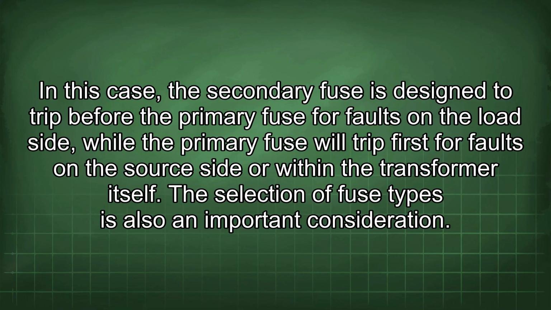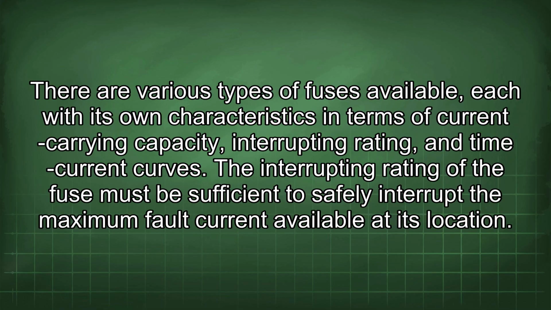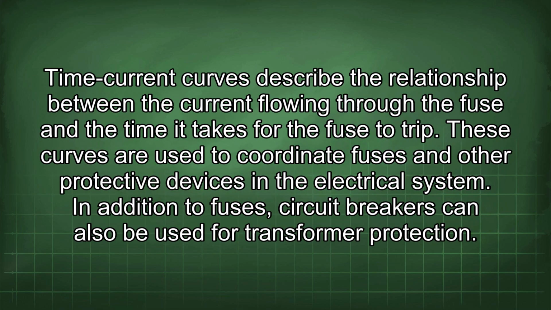The selection of fuse types is also an important consideration. There are various types of fuses available, each with its own characteristics in terms of current carrying capacity, interrupting rating, and time current curves. The interrupting rating of the fuse must be sufficient to safely interrupt the maximum fault current available at its location. Time current curves describe the relationship between the current flowing through the fuse and the time it takes for the fuse to trip. These curves are used to coordinate fuses and other protective devices in the electrical system.